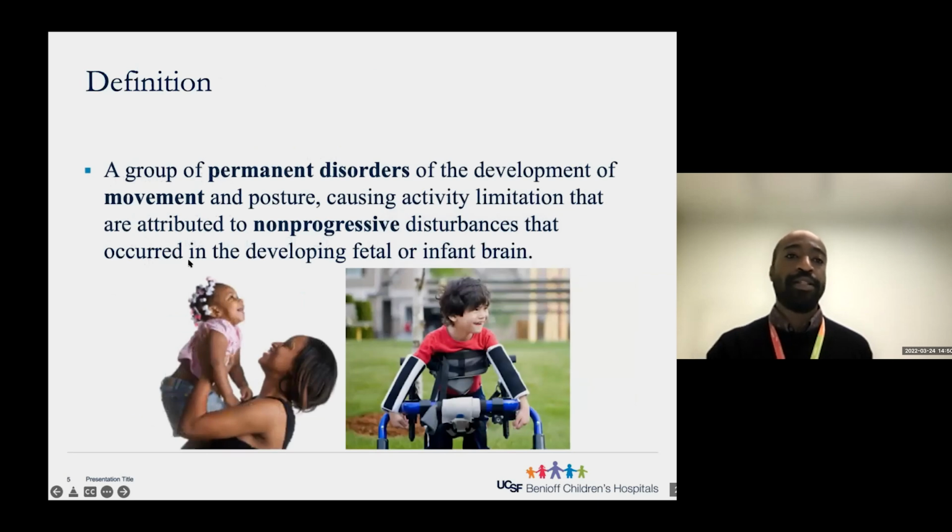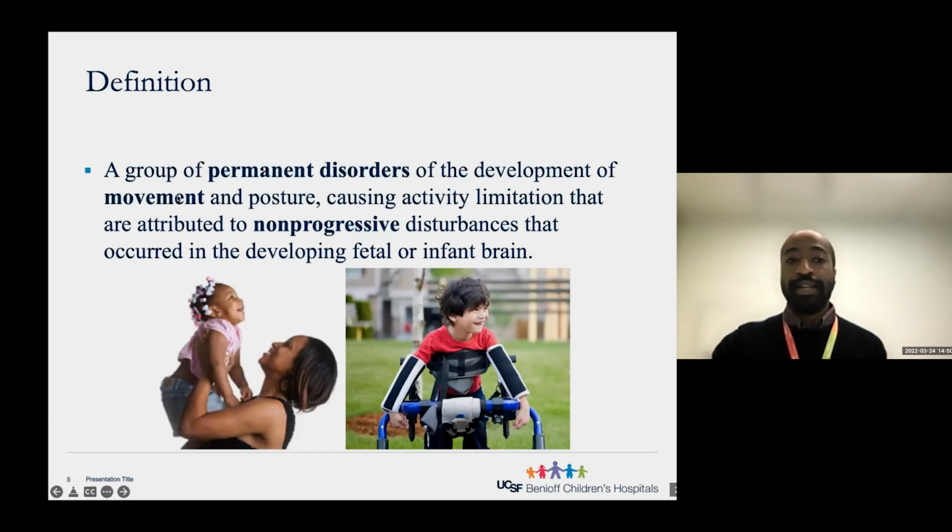And the definition I like to use is that it's a group of permanent disorders of development of movement and posture, causing activity limitations that are attributed to non-progressive disturbances that occurred in the developing fetal brain. And so that's what was shown in the initial case.